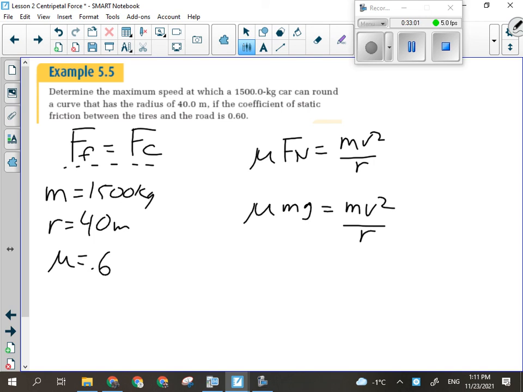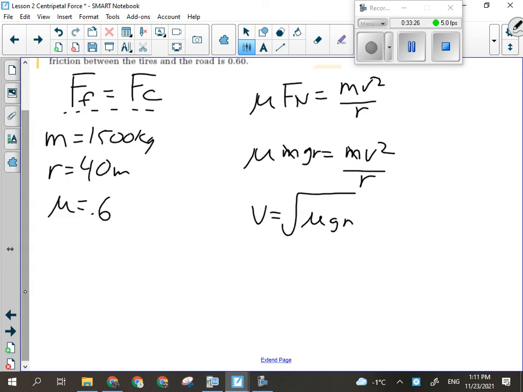Mass is going to cancel, which means that for an unbanked corner, mass is irrelevant. This is about the surfaces coming into contact with each other. Mass cancels, and I'm trying to find the maximum speed. So I multiply both sides by r and get that v equals the square root of mu g r. The square root of mu g r will give me v.